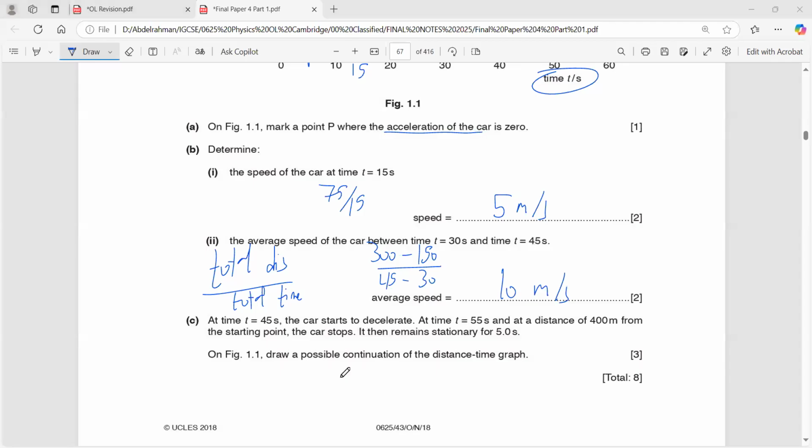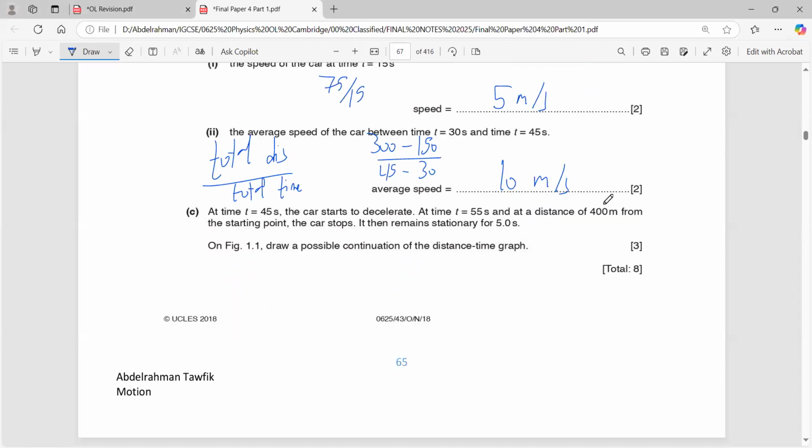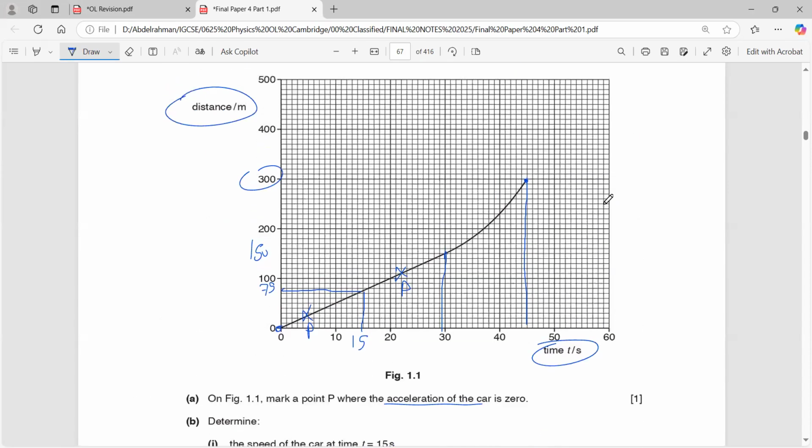Last question, that's it. At time 45 the car starts to decelerate. At time 55 and at a distance of 400 meters from the starting point the car stops. At a distance of 400 meters.